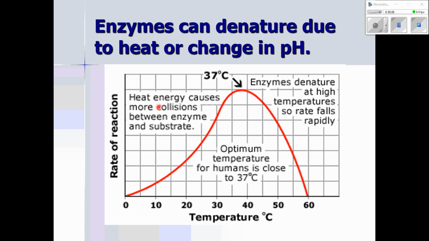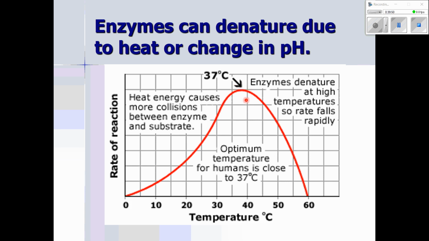And that's because heat energy causes molecules to move faster. It increases the kinetic energy of the molecules, and they bump into each other. The substrates and the active sites start bumping into each other a lot more often just because they're moving faster. And so the chemical reaction gets faster, faster, faster, faster, faster.